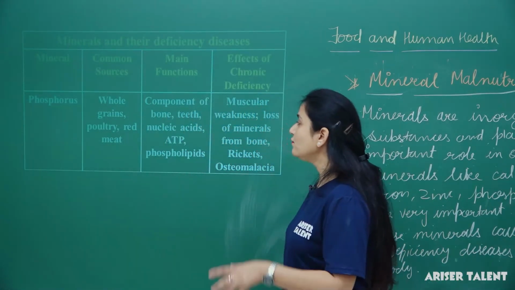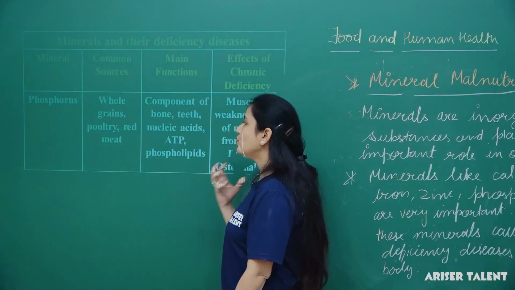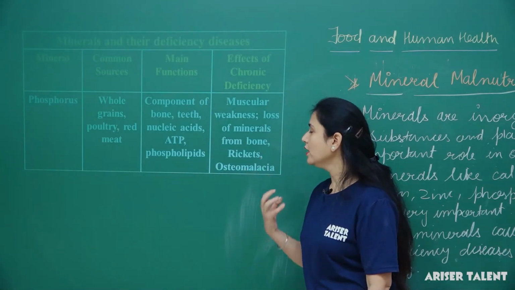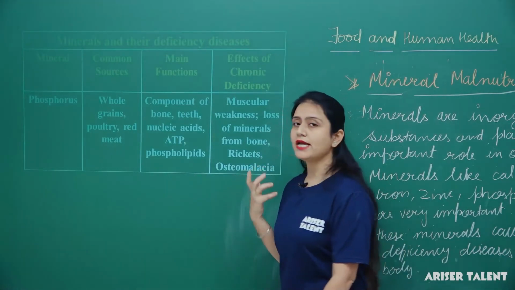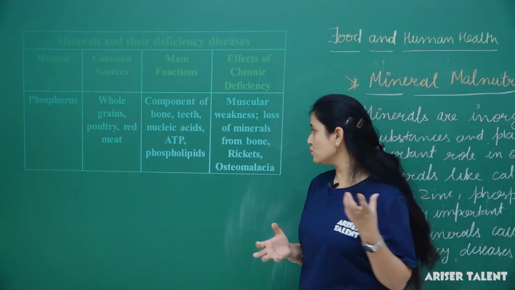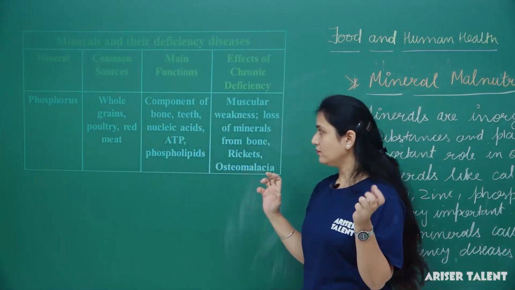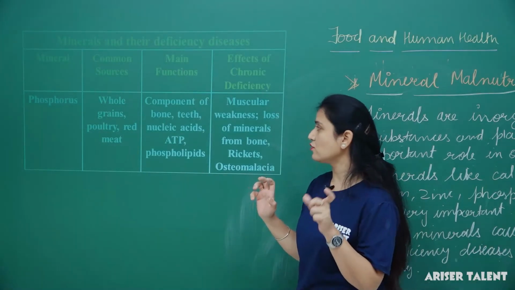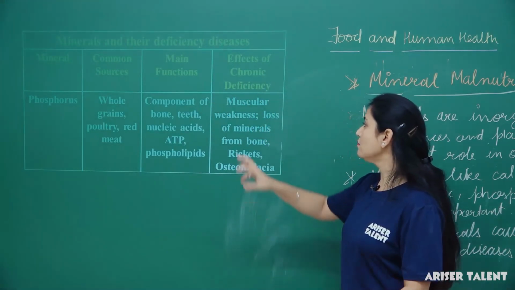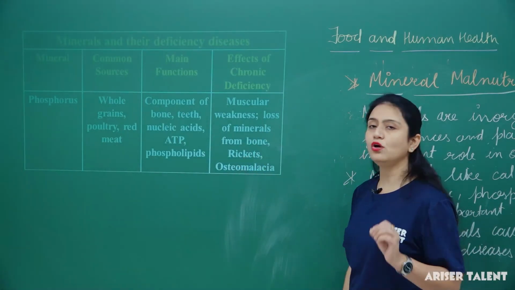Next is phosphorus, an important mineral which we get from whole grains, poultry and red meat. Its main function is as a component of bone, teeth, nucleic acid, ATP (adenosine triphosphate) and phospholipids. It helps in the formation of bones and teeth with calcium. If there is a deficiency of phosphorus, it causes muscular weakness, loss of minerals from bones, rickets and osteomalacia.